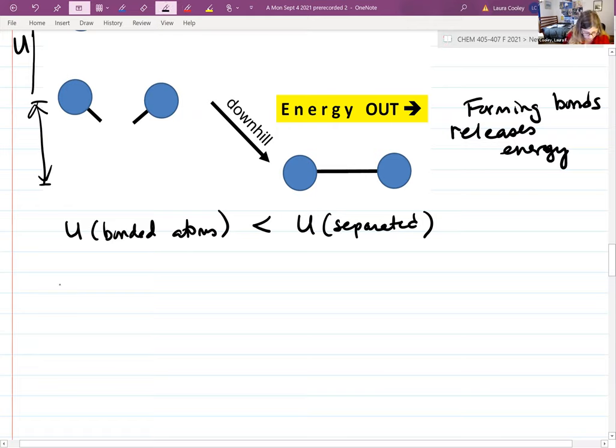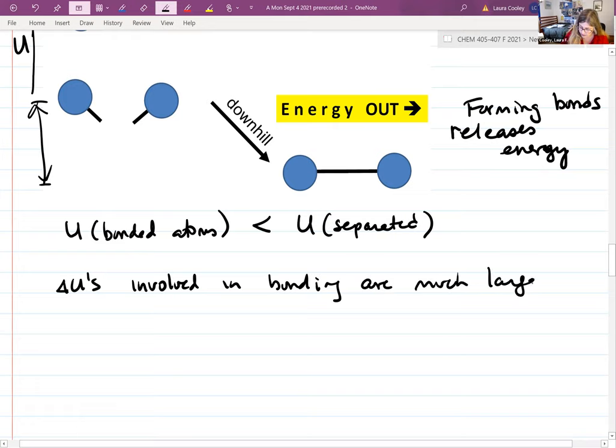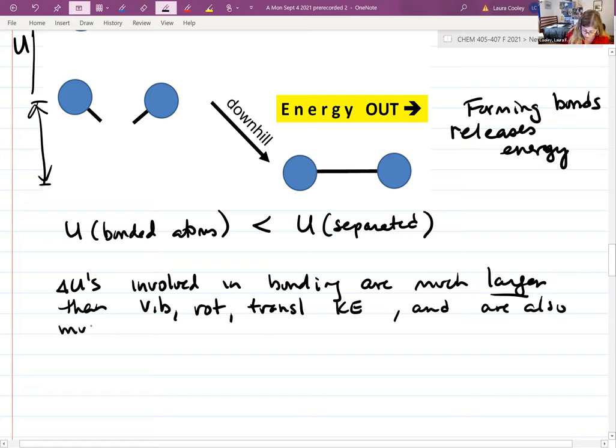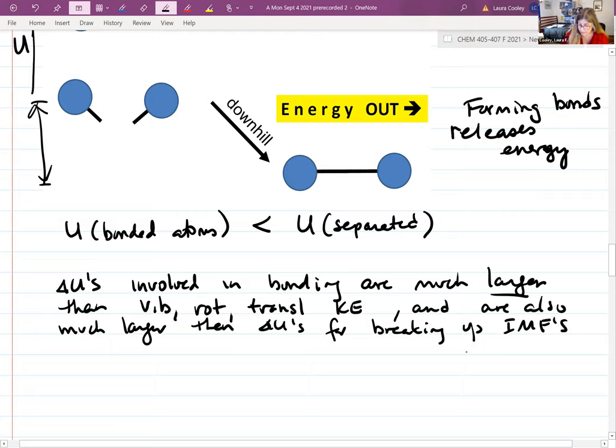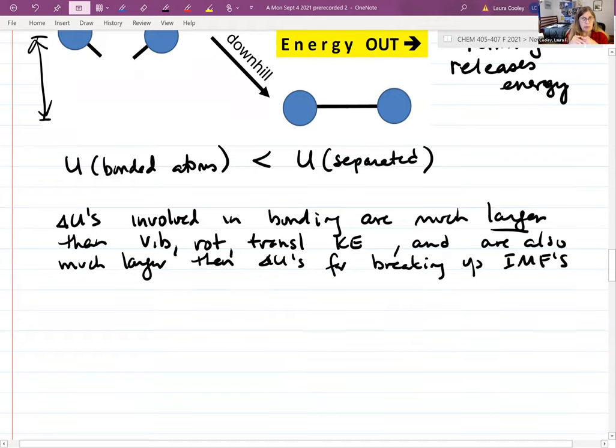So the delta U's involved in bonding are much larger than vibrational, rotational, translational, kinetic energy, and are also much larger than delta U's for breaking up or forming intermolecular forces. A hydrogen bond, for example, has about 1/10 the bond energy of an actual OH bond.